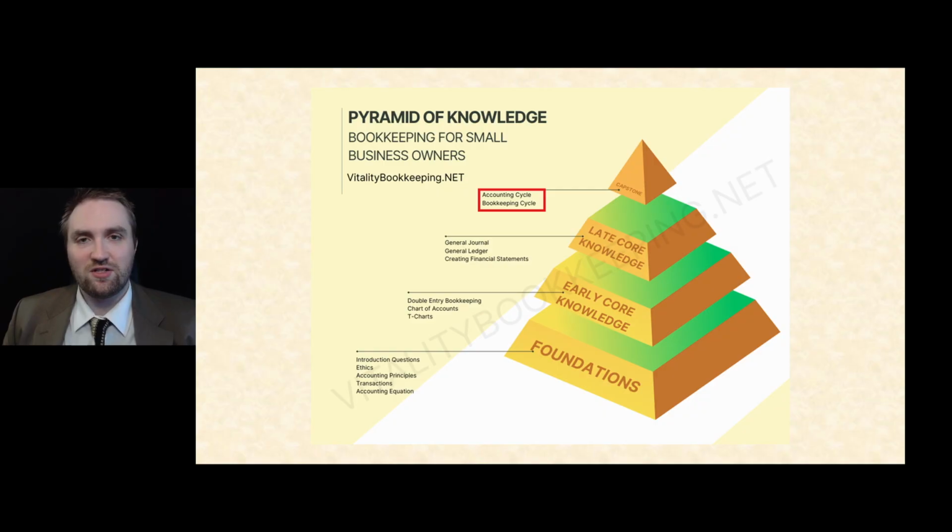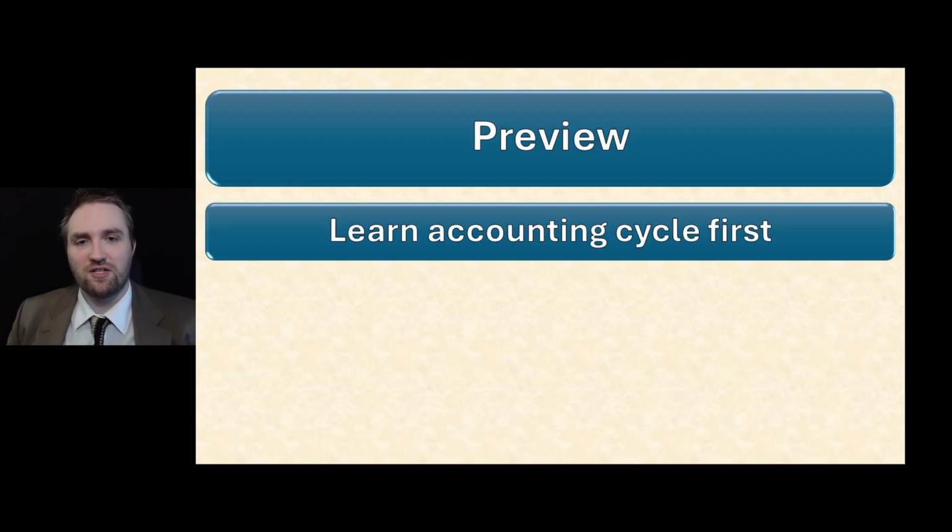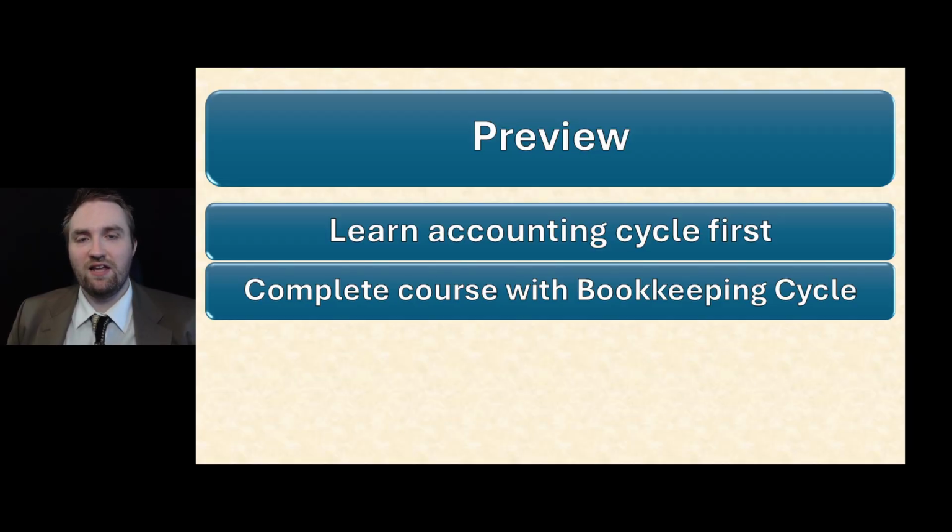At this point in the series, we've covered all the fundamentals of bookkeeping. You know what it is, how to do it by recording transactions and updating the books, and then what to do with that information by creating financial statements. These financial statements, of course, being the end goal of bookkeeping. So, that being said, it's time to put it all together. First, we'll learn the official accounting process, called the accounting cycle, and then we'll learn the full bookkeeping process, called the bookkeeping cycle, which will then complete the course.